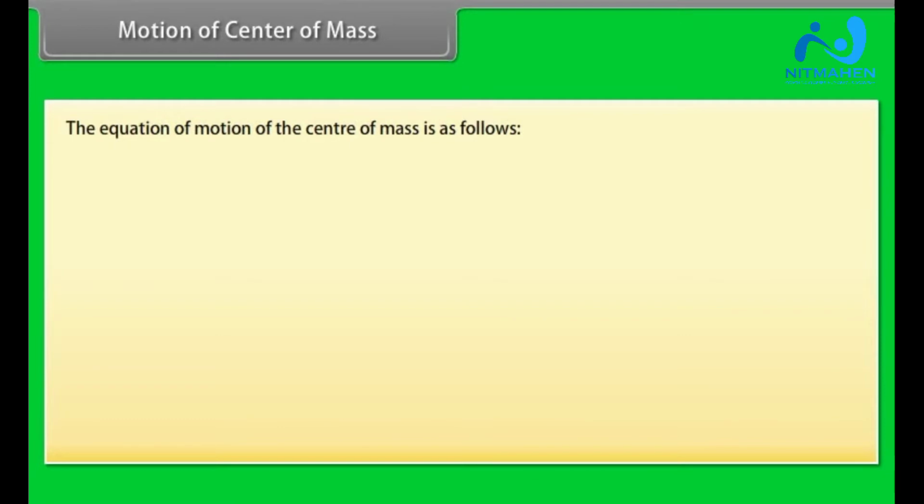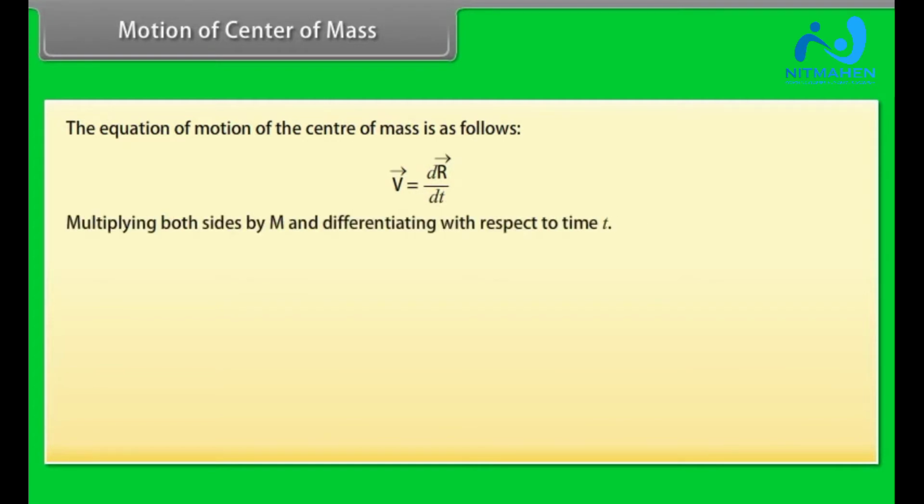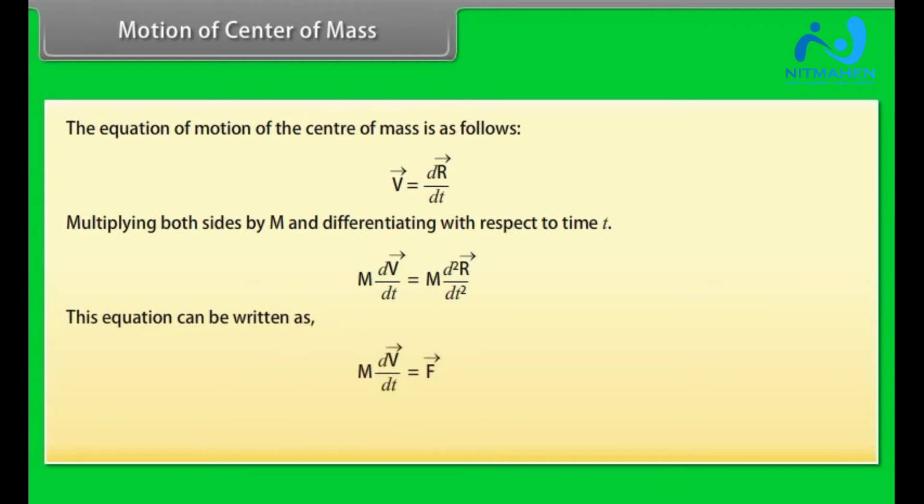Motion of center of mass. The equation of motion of the center of mass is as follows. v vector = dr vector/dt. Multiplying both sides by m and differentiating with respect to time t, we get m dv vector/dt = m d squared r vector/dt squared. This equation can be written as m dv vector/dt = F vector.